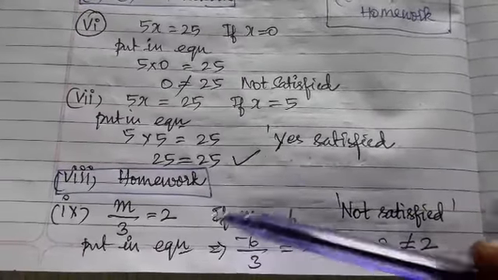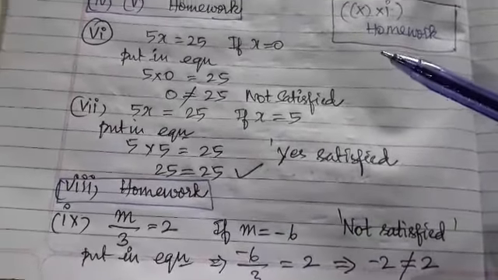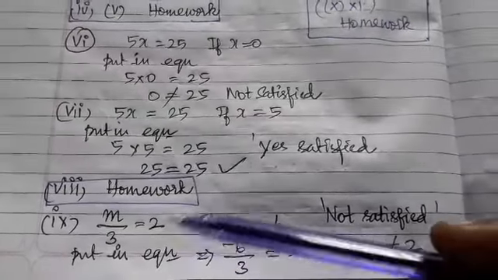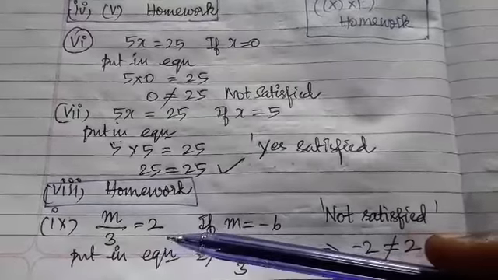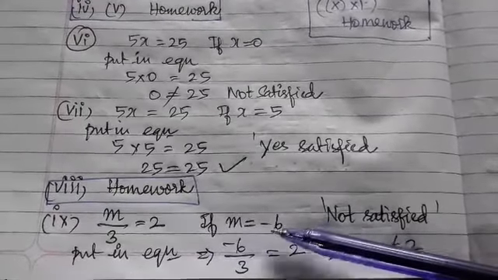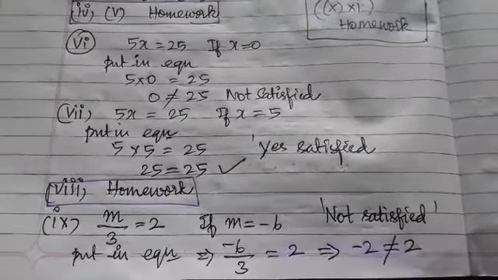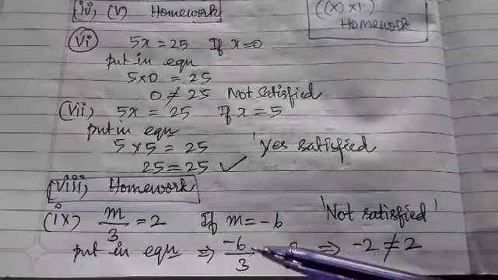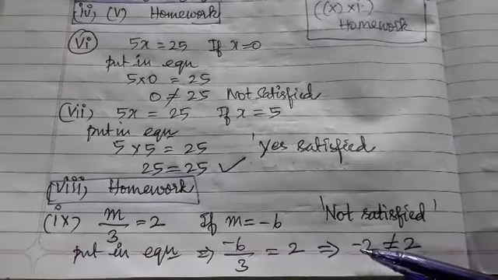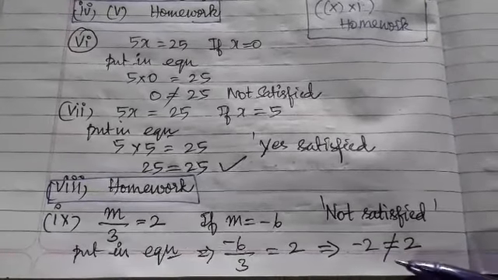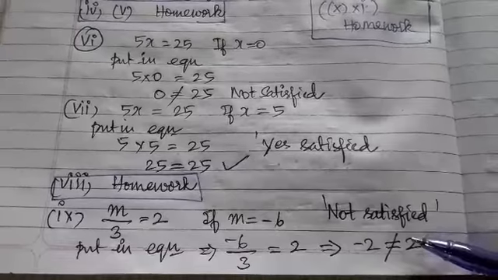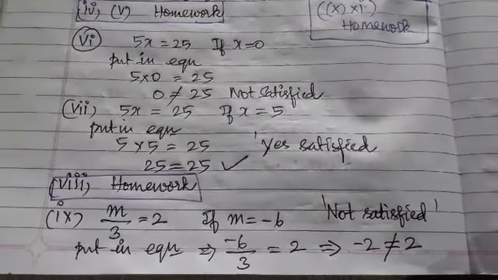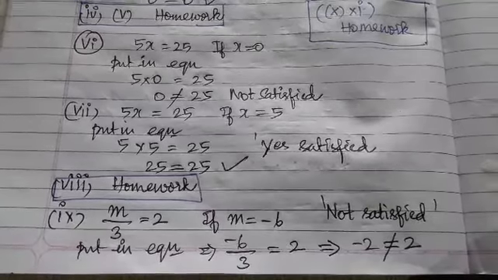9th problem I am doing. 10th and 11th problem you take it as homework. 9th problem I am solving. m upon 3 equal to 2. If m equal to minus 6, then substitute the m value. Minus 6 upon 3 should be equal to 2. Cancel it. So you will get 3 can divide minus 6 by minus 2 times. Minus 2 is equal to 2? No, it is not satisfied. So this is your first question in your exercise 4.1.